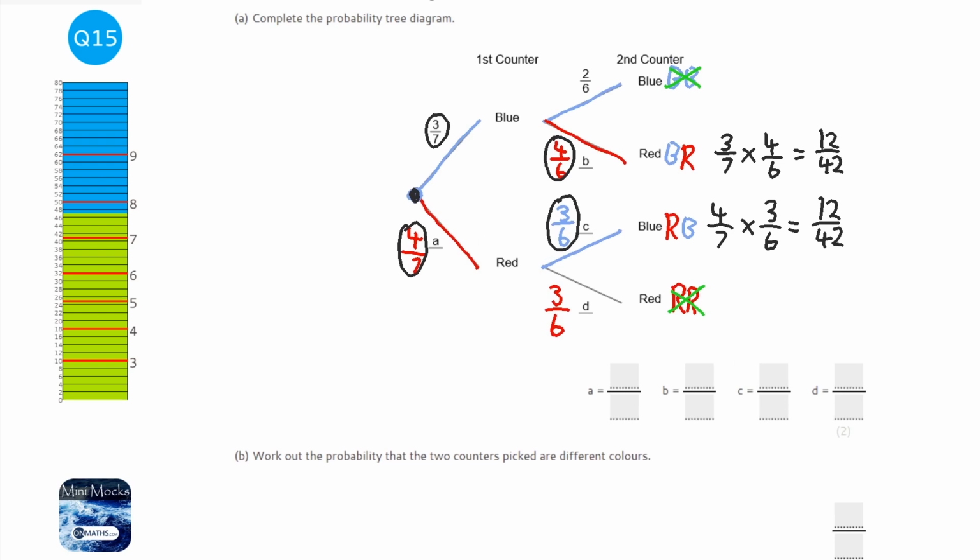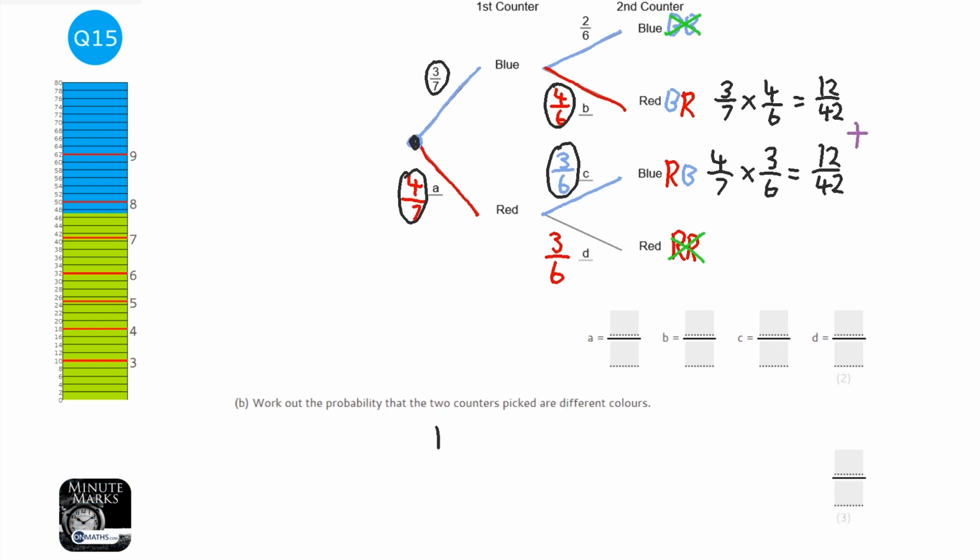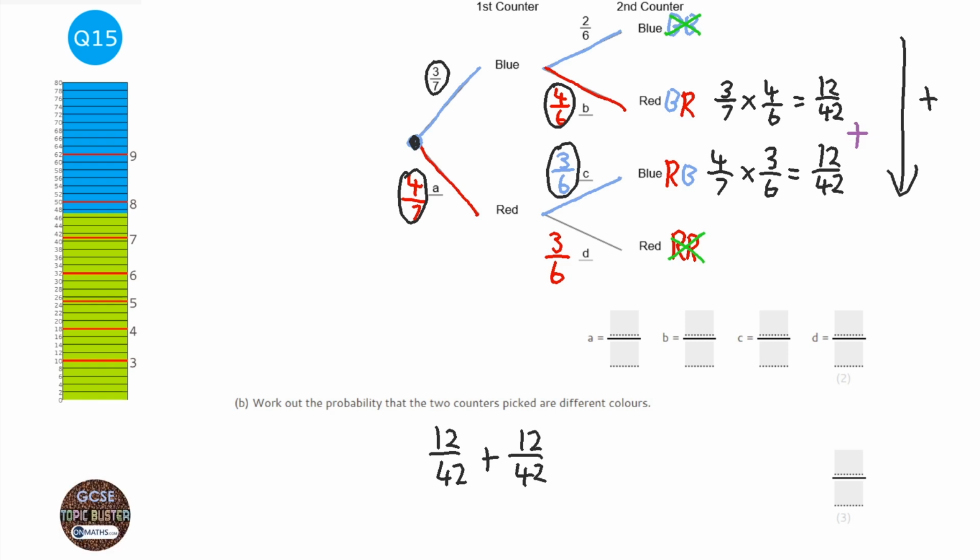We've got two probabilities, two answers. Well, we can't possibly have that. The word or comes into effect here. We either pick a blue and then a red or a red and a blue, and the word or in probability means add. So all we need to do to finish this question is add the two options we had. So when you're going down here and collecting all the fractions you got, you just add them together.